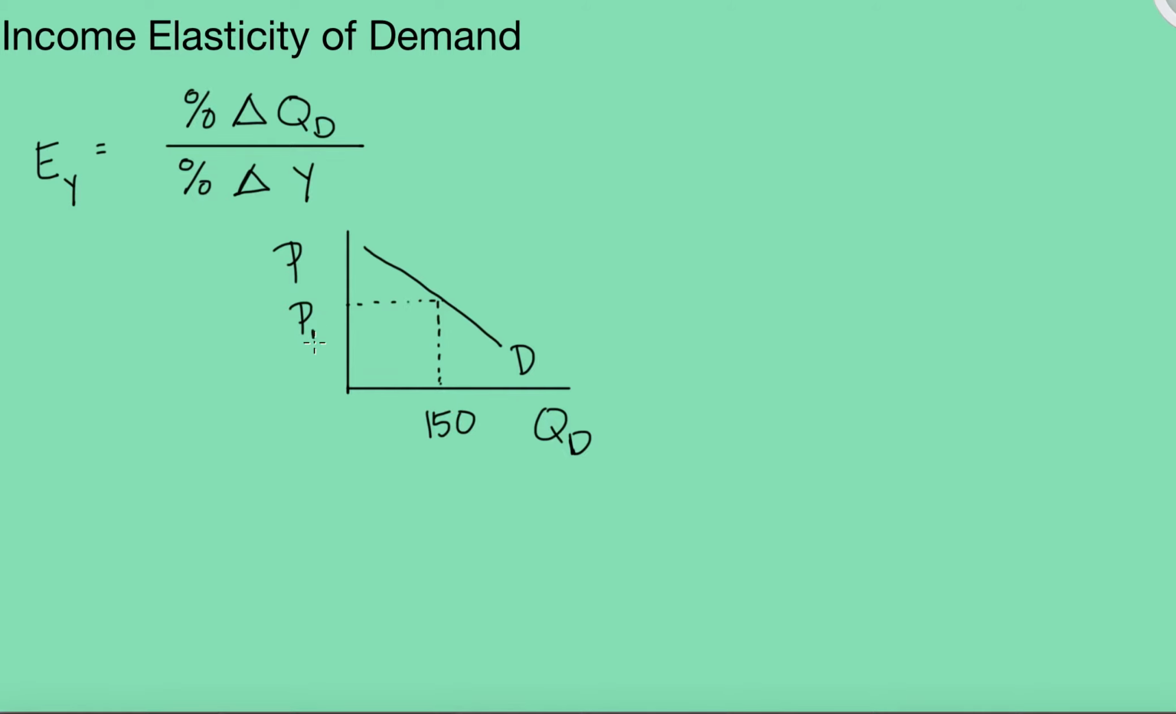some given P1, okay? And we'll say that their current income for 2015 is equal to $40,000. Okay, now in 2016, we see that their income increases to $50,000.